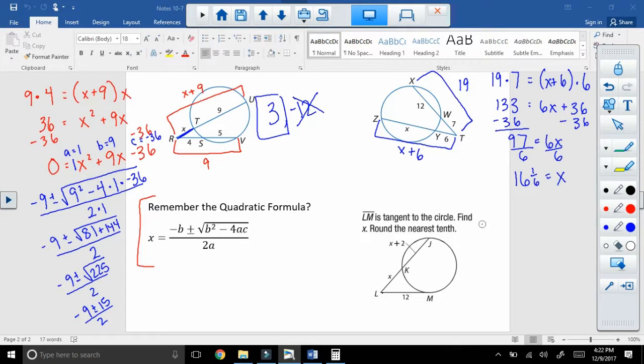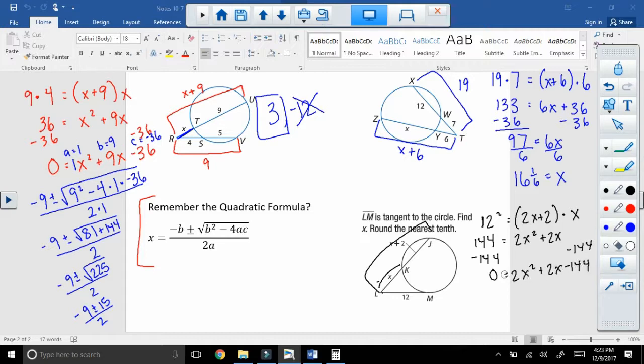This tangent, I'm just going to square it, and that's going to equal the entire segment, which is 2x plus 2 times the part outside, which is x. 144 equals 2x squared plus 2x. I can't solve this the same way I do here because I have the x squared and the x. So I'm going to get this in standard form, and then I can use quadratic formula again.